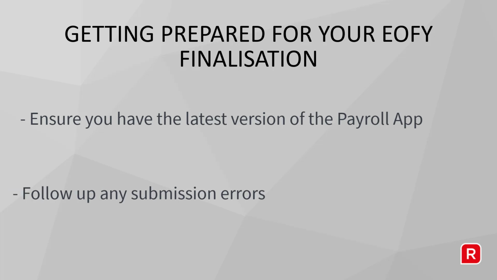Secondly, it's really important to ensure all your pay runs for the financial year have been completed and submitted to the ATO via your STP submissions. If you have any submissions that have returned an error status, ensure that you follow up and address the cause of those errors so that you don't face any issues with the submission of your end of financial year finalization report.